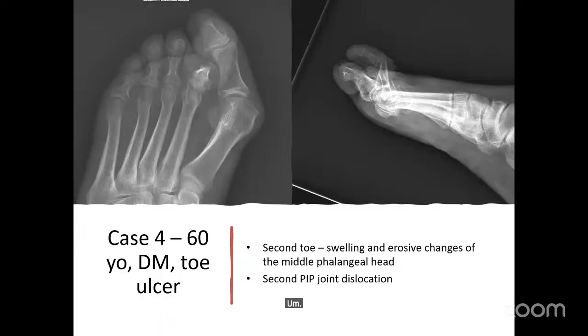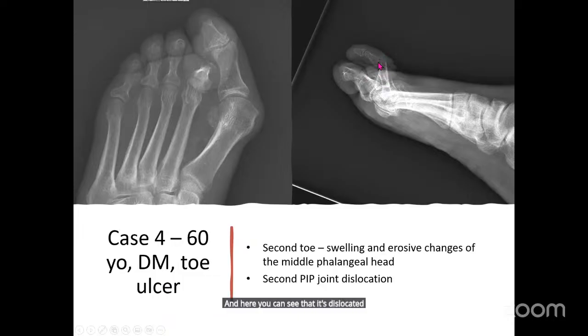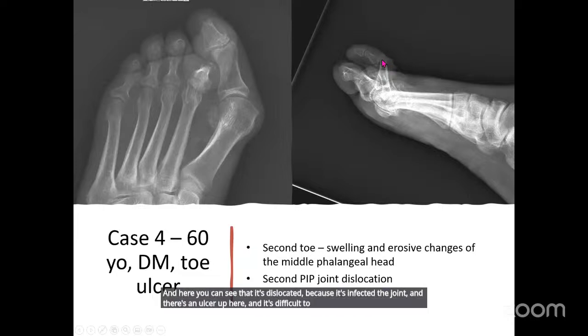Diabetic toe. This one, just one more time. This is a big edematous toe. Unfortunately, it's covered by the big toe there a little bit, but here's where the real findings are. It's some erosive changes of the head of the proximal phalanx. And here you can see that it's dislocated because the joint is infected, and there's an ulcer up here that's difficult to see. But there was an ulcer adjacent to the bone. And I believe in this one the bone was exposed, which I was saying before. If the bone's ever exposed, there's osteo. It's just not going to not be infected.